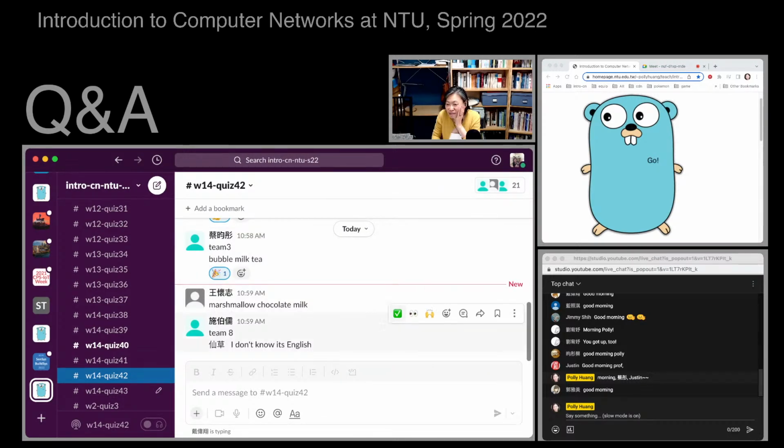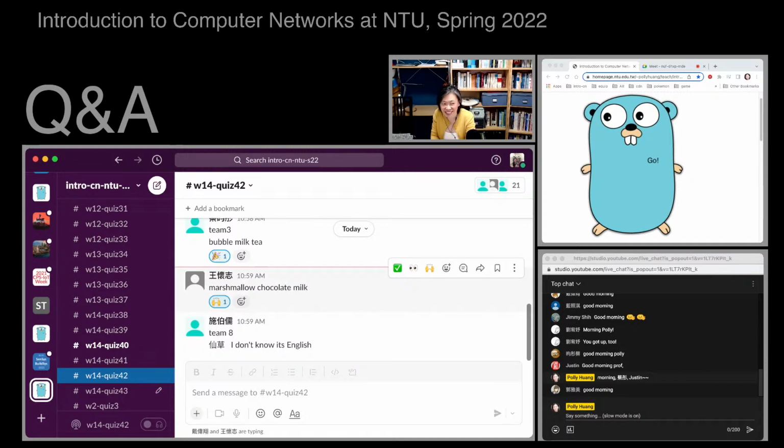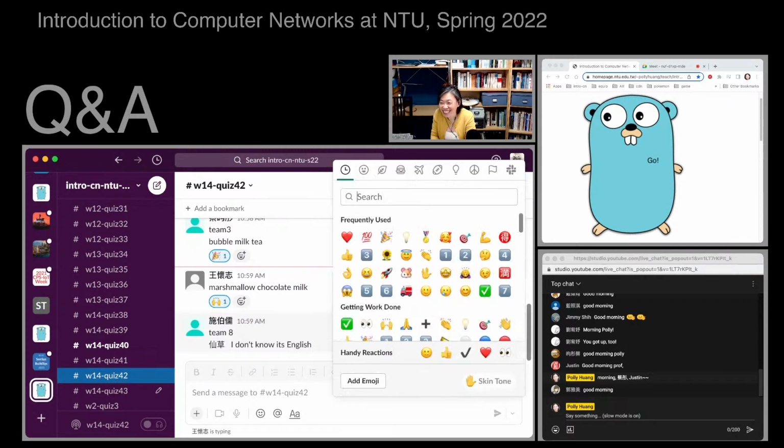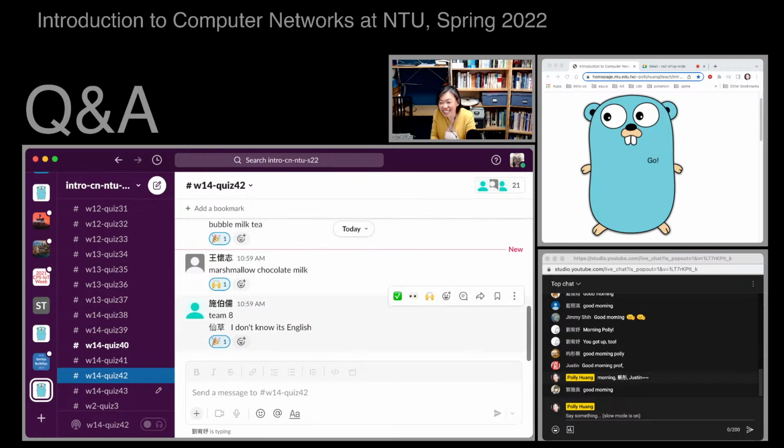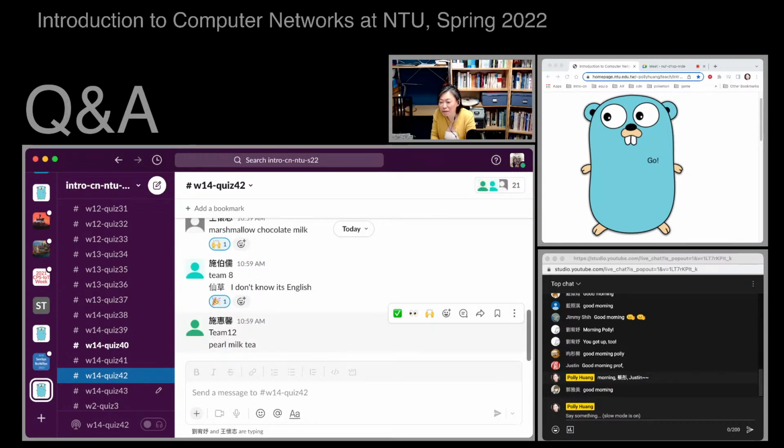There you go. Marshmallow chocolate milk. You know what? It does taste chewy, soft, but cold. Yeah, you can actually make it cold, because most of the time when I drank chocolate marshmallow, I drank it warm. Okay, grass jelly. Oh, you don't know what it is in English. Okay, I don't know either. But I see. Okay, yeah, pearl milk tea. Yeah, bubble tea. There you go.